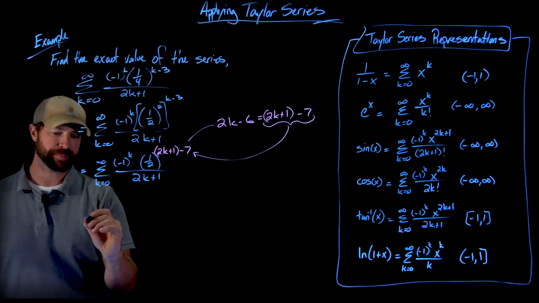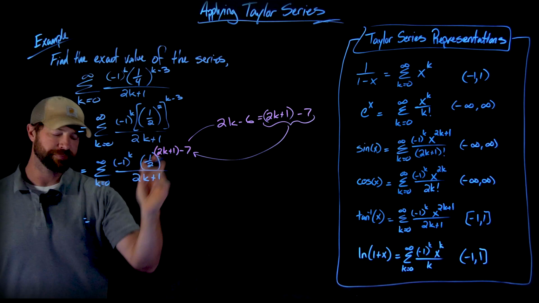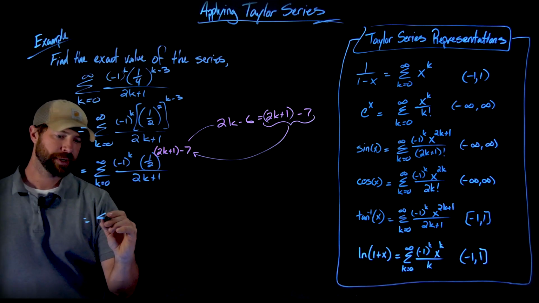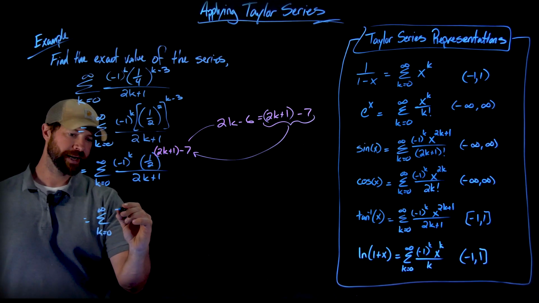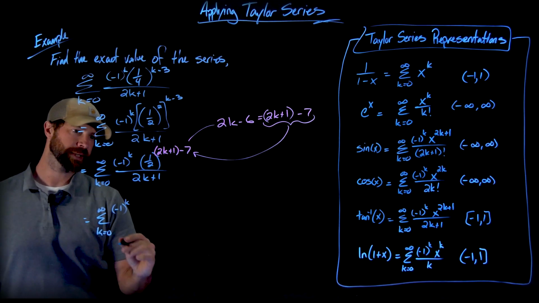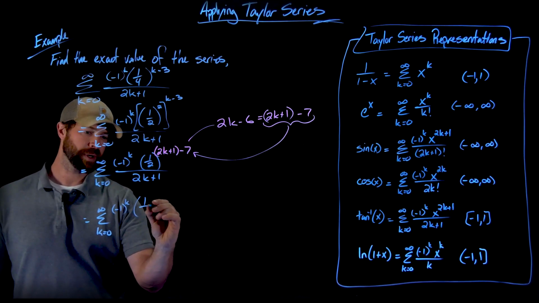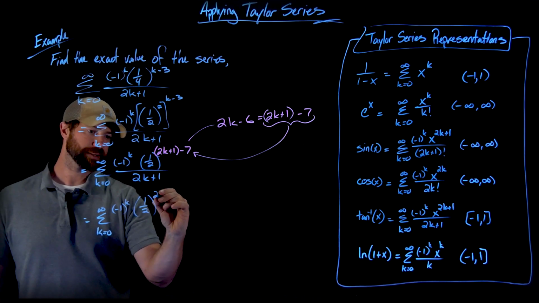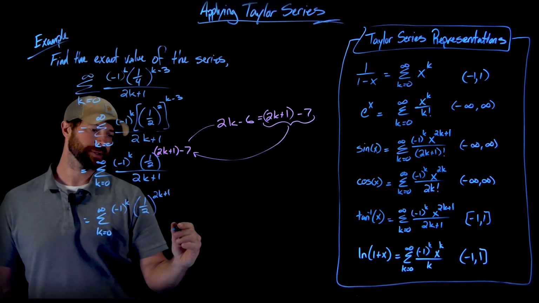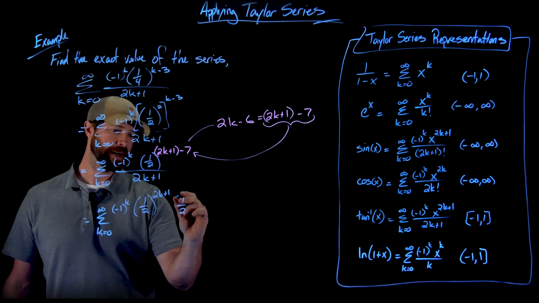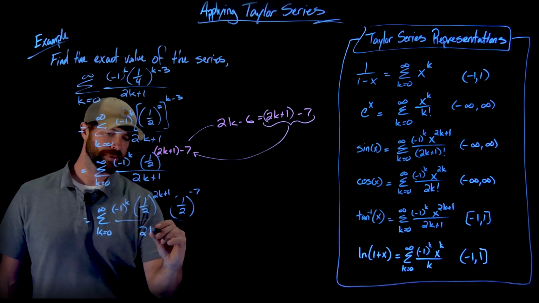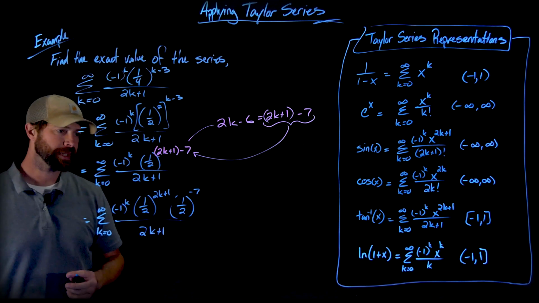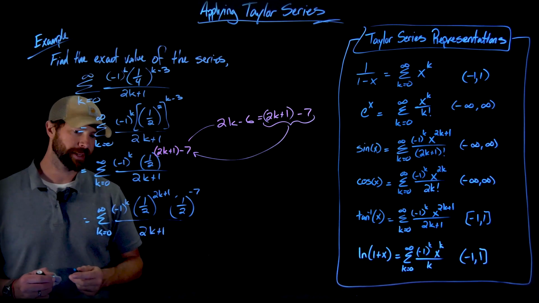Again, it's just a property of exponents, using the multiplicative nature and adding the exponents, or subtracting the exponents, I guess, in this case. But if I have negative 1 to the k, I'll now have 1/2 raised to the 2k plus 1 times 1/2 raised to the negative 7 there, all over 2k plus 1. And that's really the crazy trick right there.